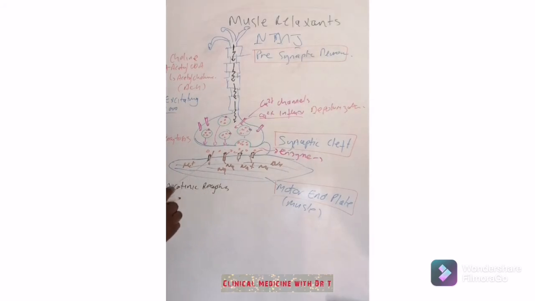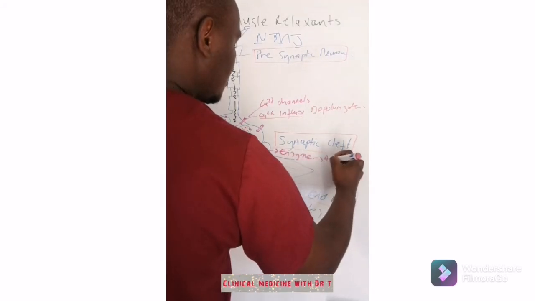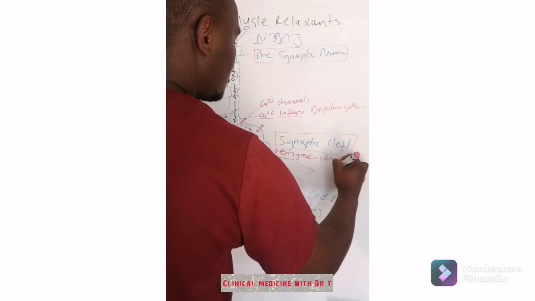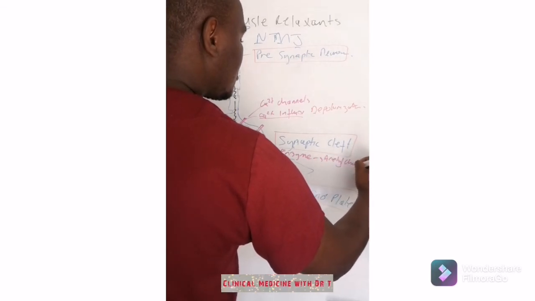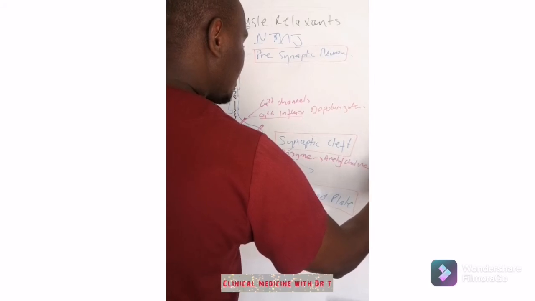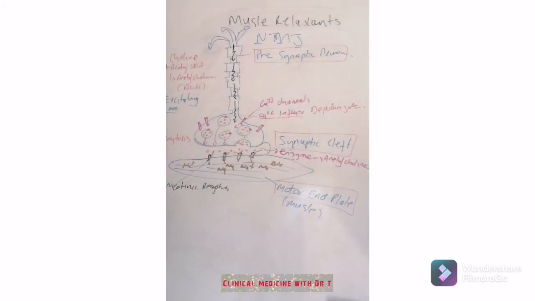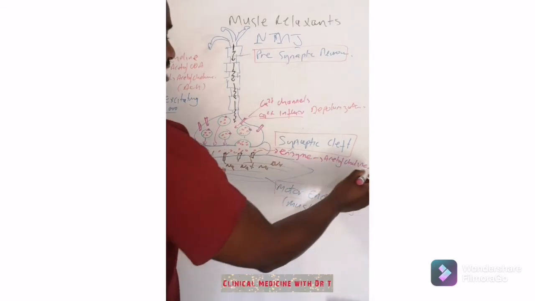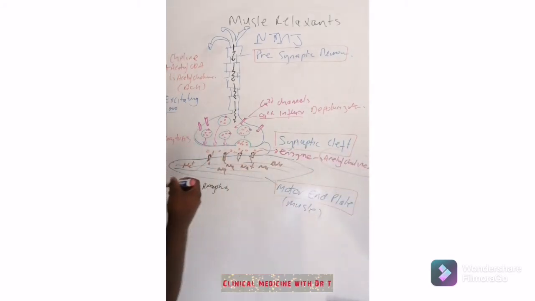That enzyme is called acetylcholinesterase. It breaks acetylcholine into choline and acetyl. So this enzyme is very important to make sure that the effects of acetylcholine are not exaggerated, and then the muscle does not continue to contract and contract without relaxing. So that enzyme is very, very important.